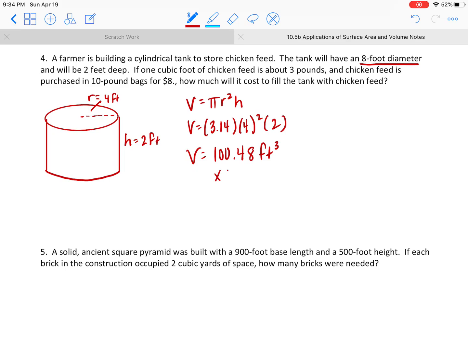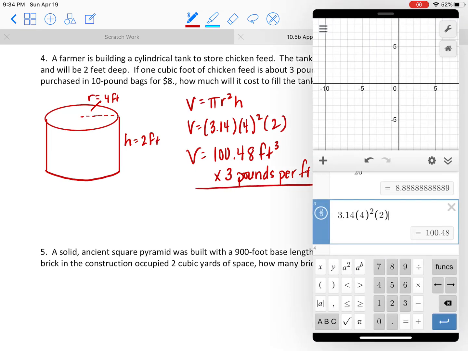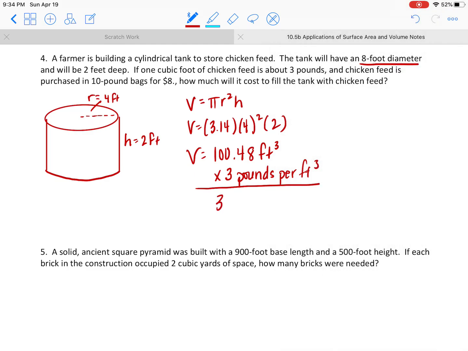And it says that 1 cubic foot is about 3 pounds. So if we have 100 cubic feet and we multiply by 3, for every one, there's 3 pounds. Multiply by 3 pounds per cubic foot. We're looking at 301.44 pounds of chicken feed. Okay, that's how many pounds are going to go into that cylindrical tank.